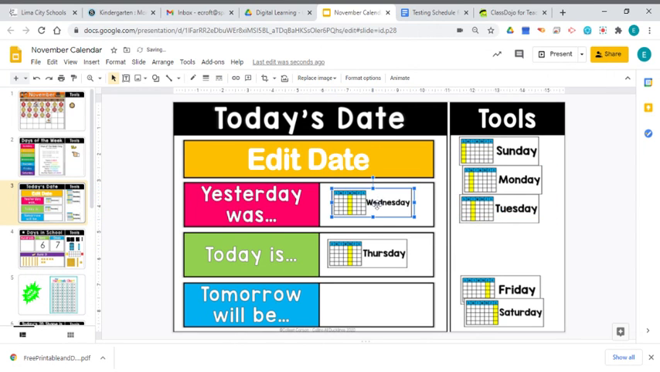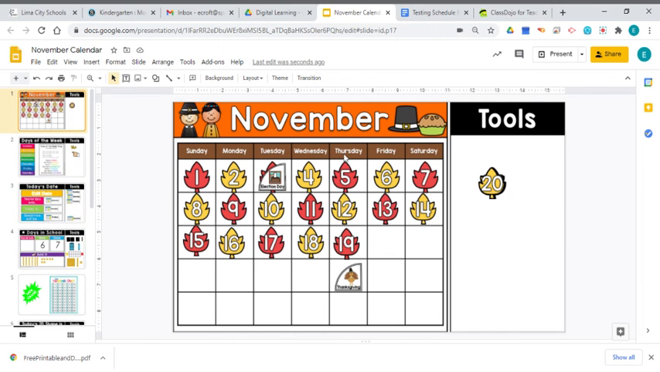All right, so Wednesday, Thursday, what comes next? Friday. Tomorrow will be Friday. And if you look on the calendar, you'll see that too. Here's Thursday. Tomorrow will be Friday. Tomorrow happens in the future. It hasn't happened yet. Tomorrow will be Friday.